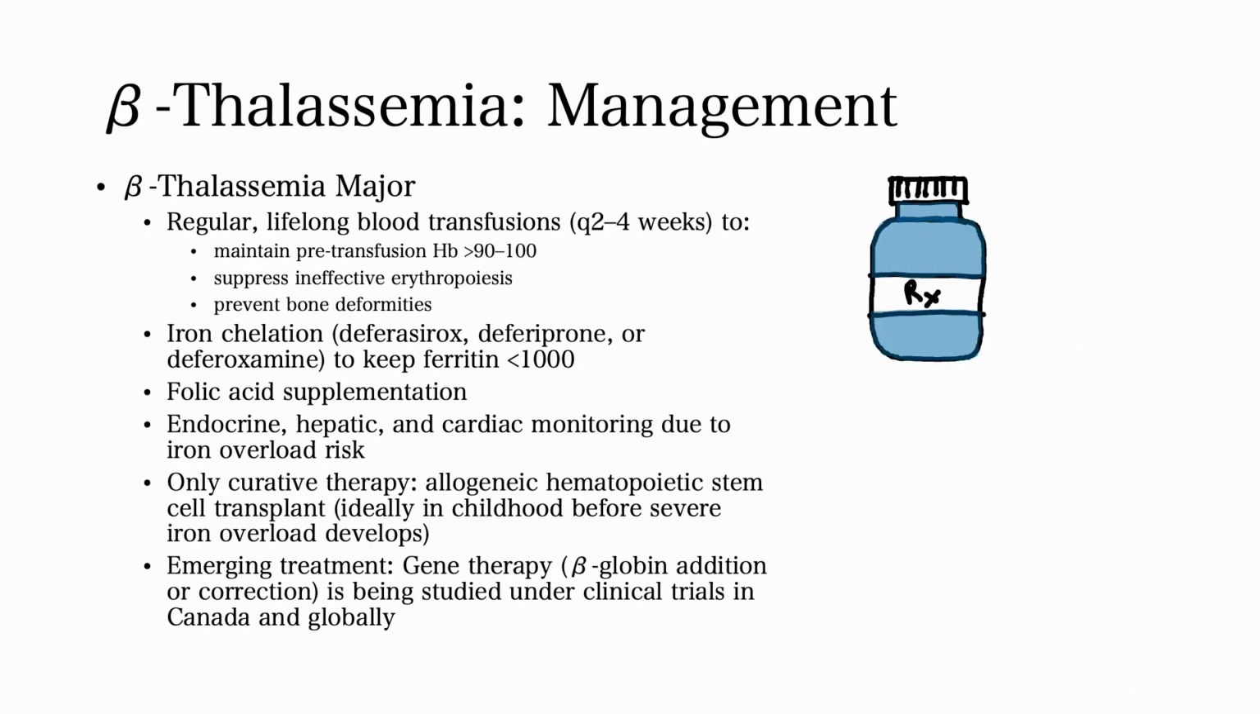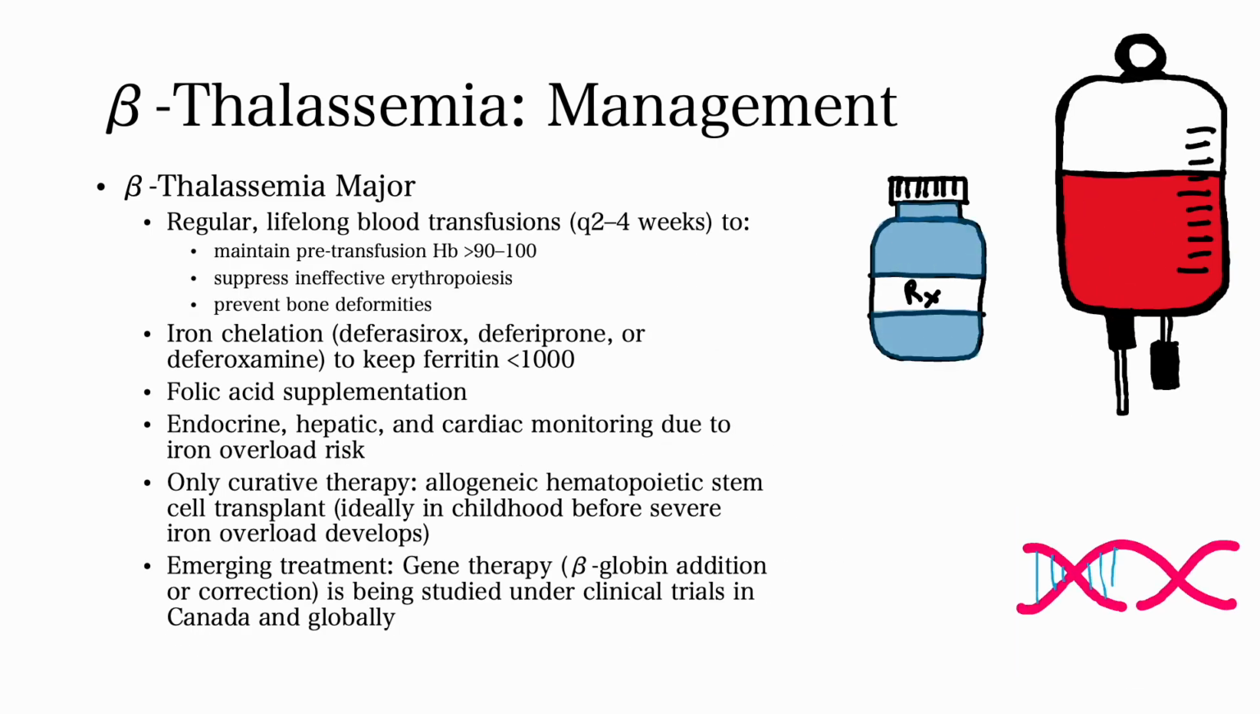When it comes to the management of beta thalassemia major, regular lifelong blood transfusions would need to be considered, and sometimes for some patients, it's every 2 to 4 weeks. It's important to maintain a pre-transfusion hemoglobin level of somewhere between 90 to 100, although this may be difficult to achieve in some patients. Regular transfusion suppresses ineffective erythropoiesis, which is important, and prevents bone deformities.